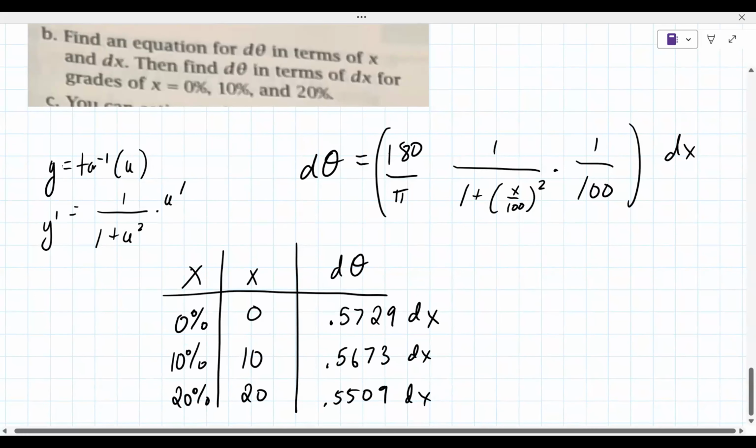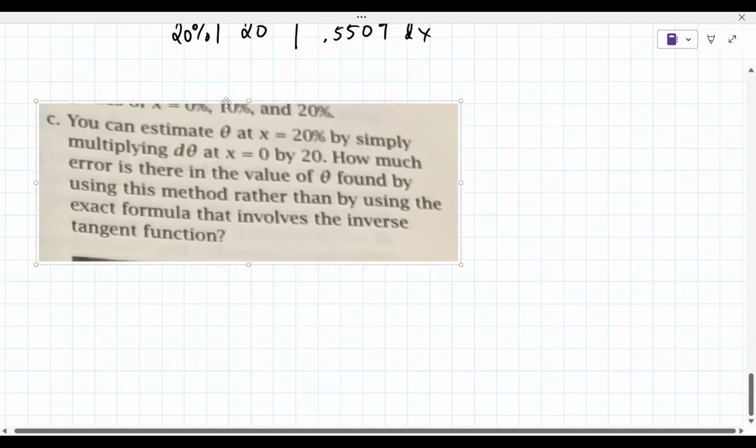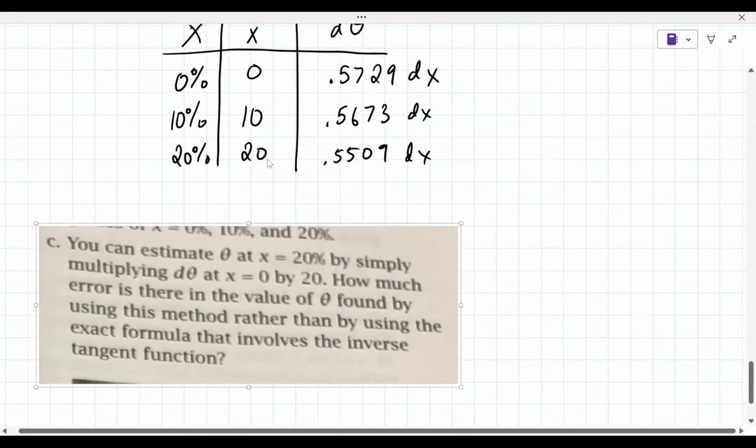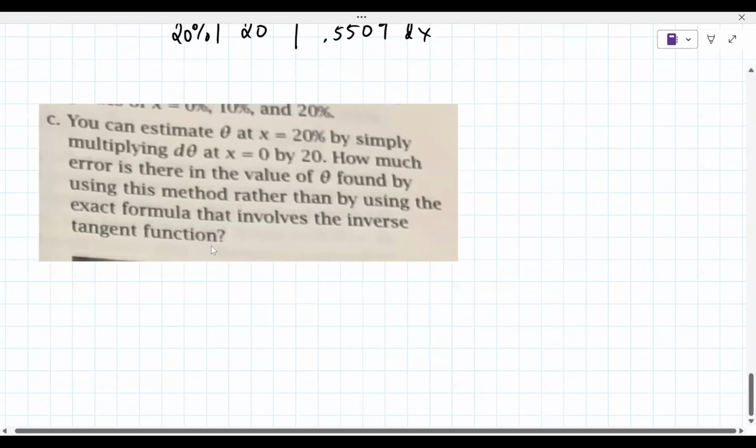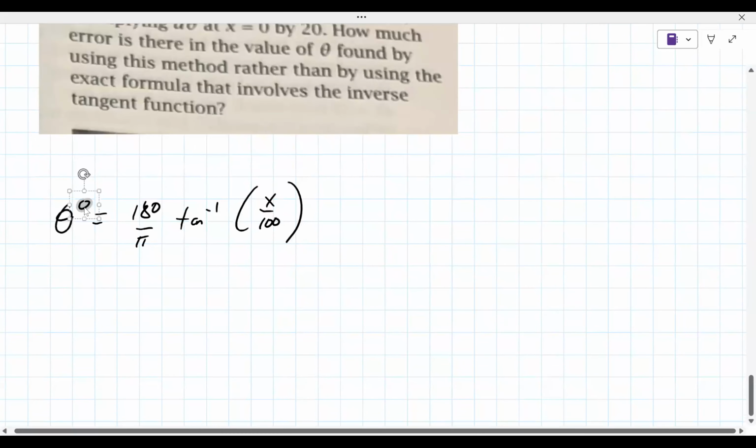No. Part C says that you can estimate theta at x equals 20% by simply multiplying d theta at x equals 0 by 20. How much error is there in using the values of theta found by using this method rather than by using the exact formula that involves the inverse tangent formula? Okay. So the first thing is that we should actually figure out what theta is when x is 20. So we're going back to this equation right here, the first one, and we should just evaluate it next.